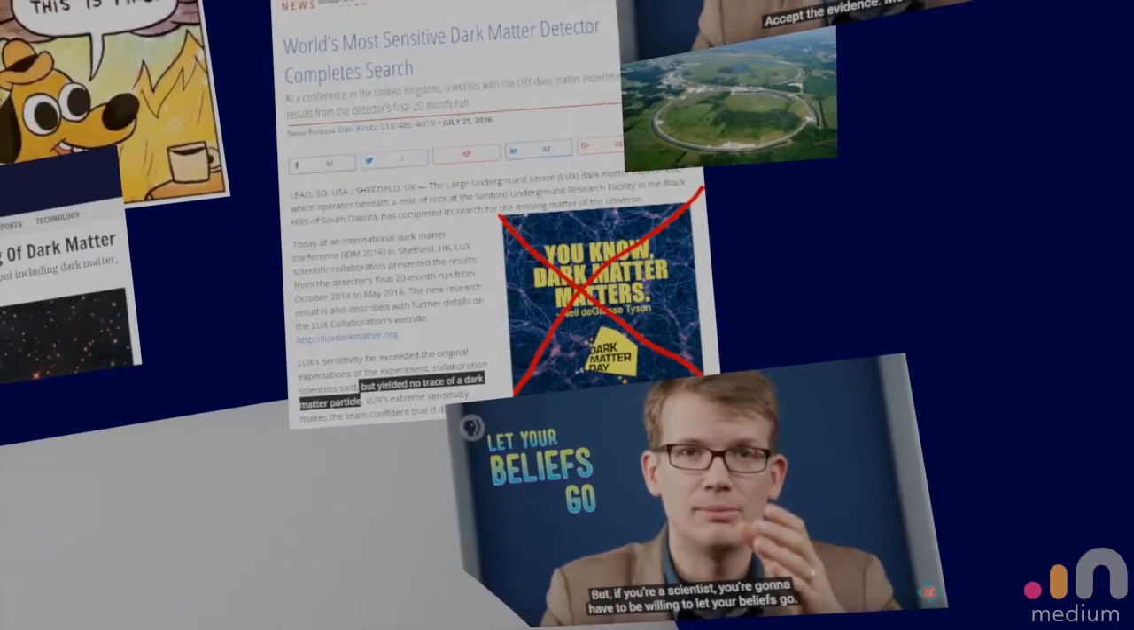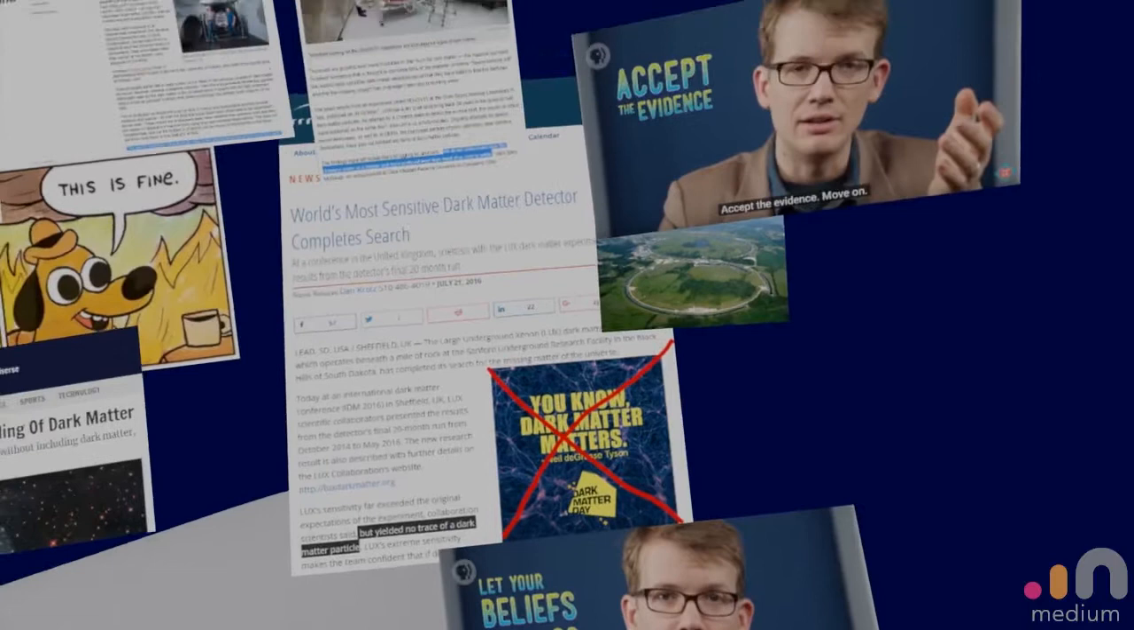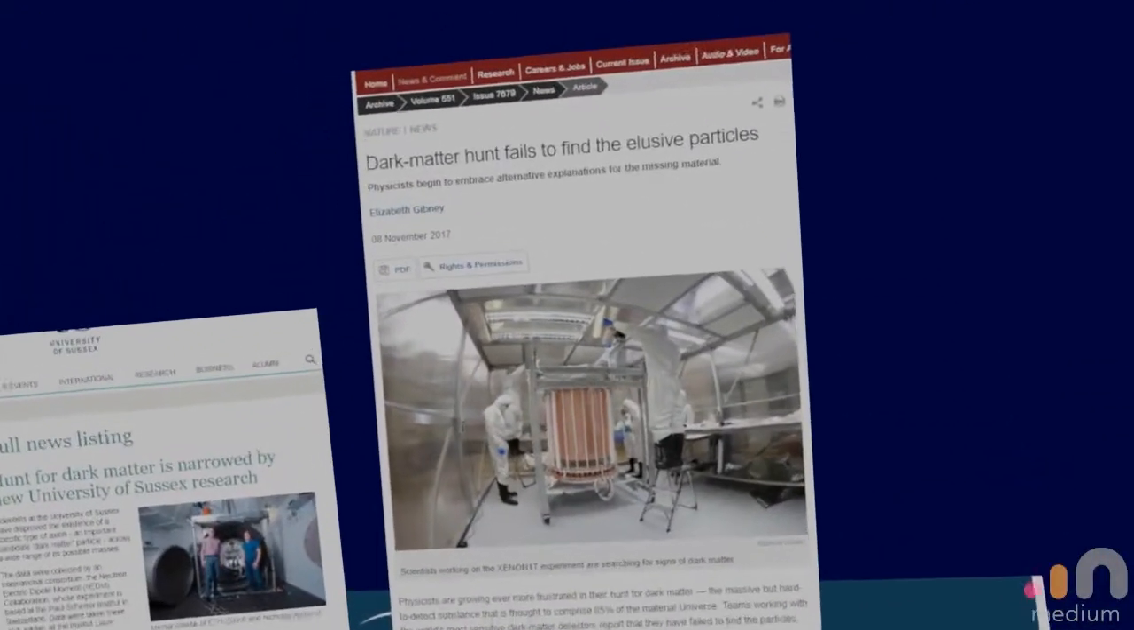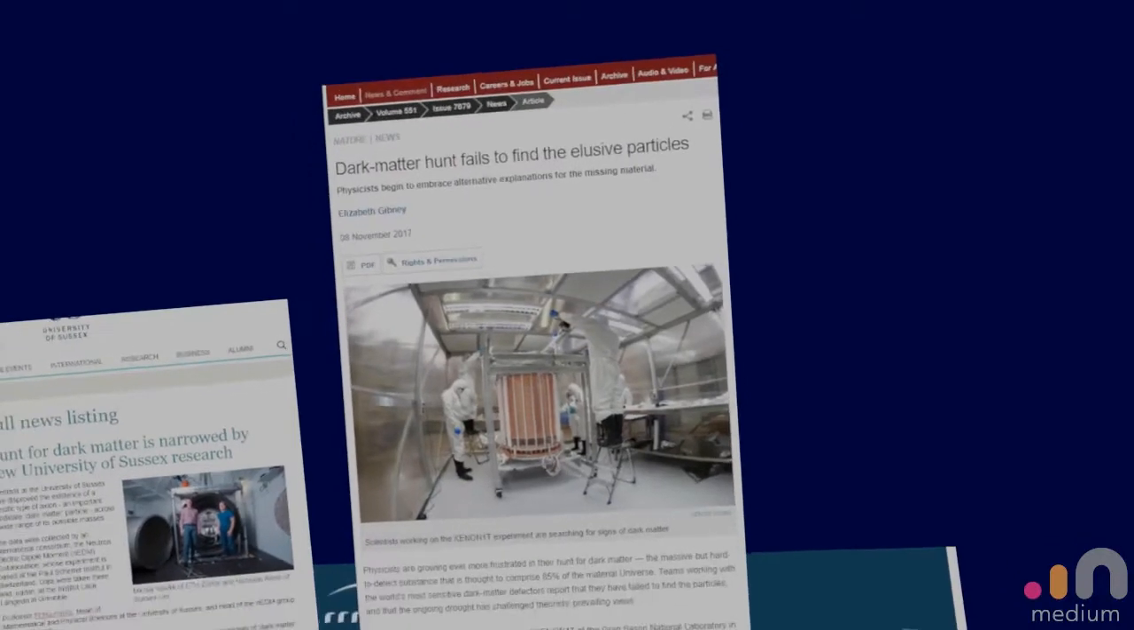But if you're a scientist, you're gonna have to be willing to let your beliefs go. Uh-oh. Dark matter hunt fails to find the elusive particles.